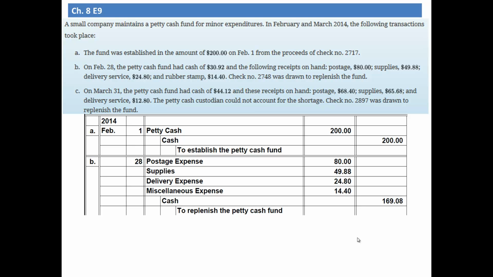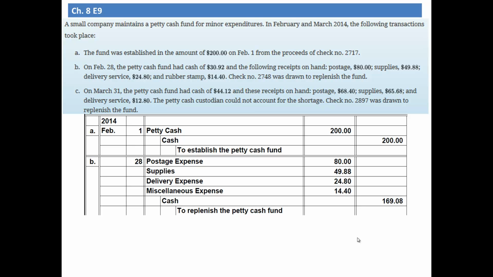And so we only had $30.92 left in there, so we needed to somehow get the other $169.08 into our petty cash, physically get that cash on hand. So we write another check for cash for the amount, go to the bank, cash it, physically bring it back, and now we have $200 on hand to start March.